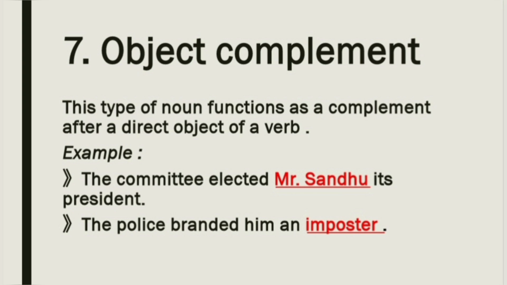Similarly, the next example is the police branded him an imposter. So therefore imposter is an object complement because it is coming after the direct object him, of the verb branded, right? So imposter is an object complement working as a noun and which is coming after the direct object of the verb branded.